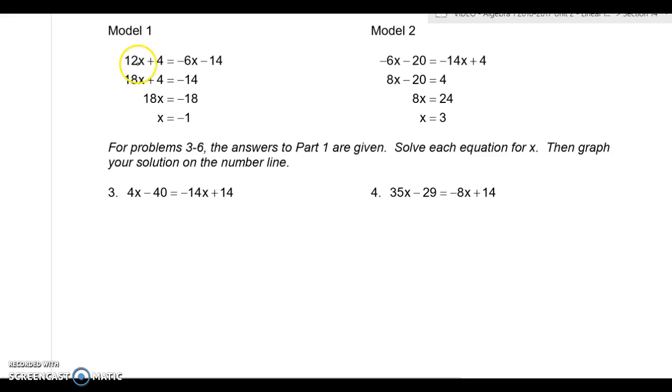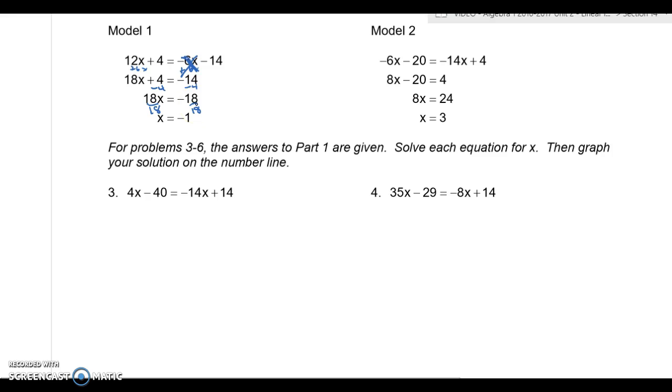So in this case, because I've got a positive 12 and a negative 6, I think it'd probably be easiest if we move the negative 6 over here. And the way I do that is to reverse subtracting 6x by adding 6x. And when I add 6x to 12x, I get 18x. Now I'm left with this. These x's here are going to cancel out, which is what I want to happen. And to solve this, I'm going to take this 4 away by subtracting it. And I'm going to have negative 14 minus 4, which is negative 18. And then divide by 18. And I get x equals negative 1.